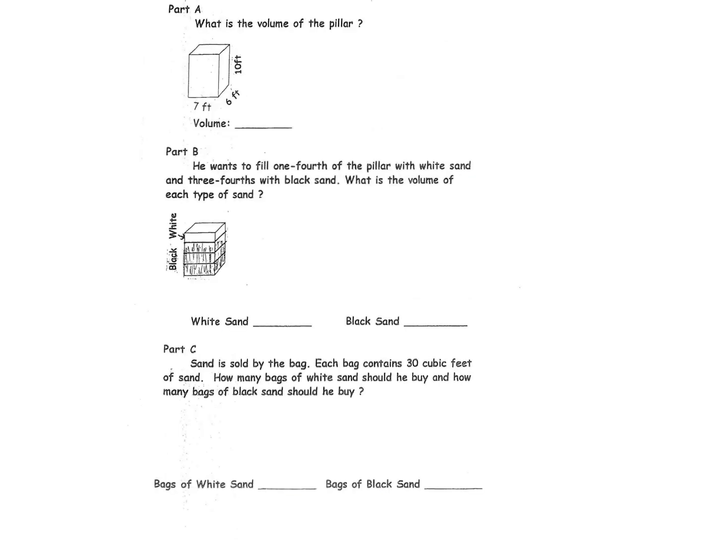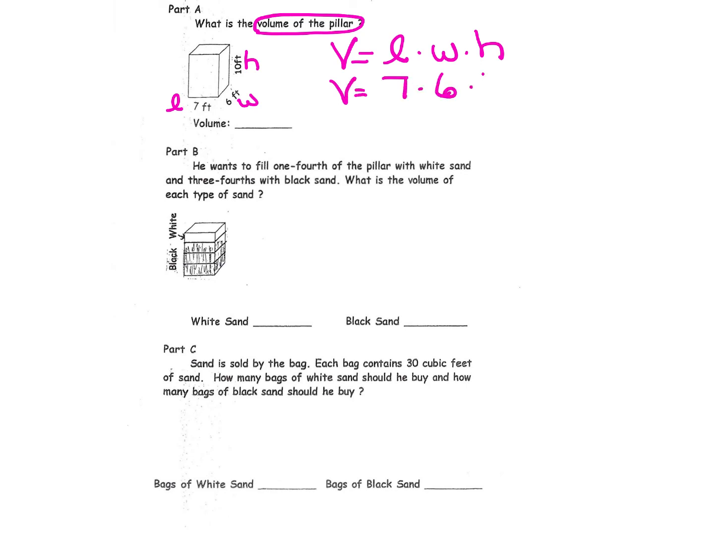On this page, it states, Bobby wants to fill a rectangular pillar with sand. Find the volume of the pillar. Well, the length is 7, the width is 6, and the height is 10. Volume for a rectangular prism is length times width times height. Well, we're going to take 7 times 6 times 10 and multiply those values together to get the entire volume of the pillar.